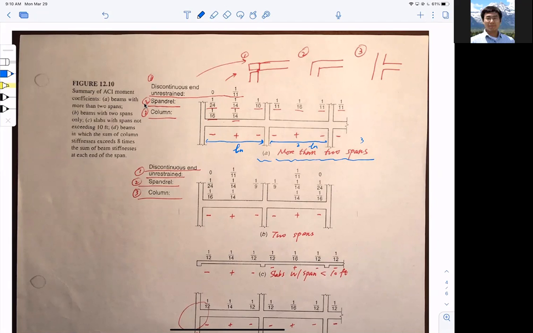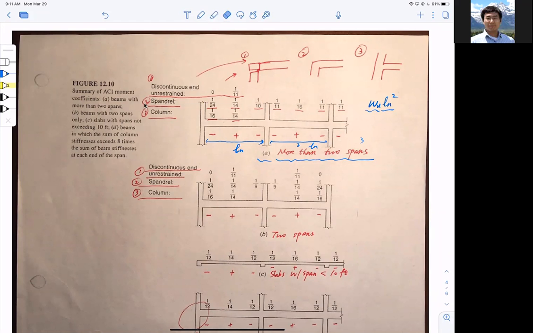And you see all these are numbers: 0, 1 over 11, 1 over 24, 1 over 14, 1 over 10. What do they represent? These numbers are prefactors in front of omega u ln squared. So everything has to be 0 multiplied by omega u ln squared, 1 over 11 multiplied by omega u ln squared, and so on and so forth. I don't have to elaborate. These are just coefficients, and that's why ACI called them moment coefficients.